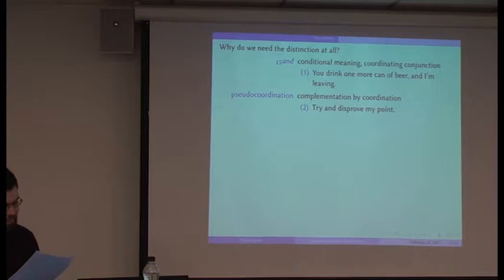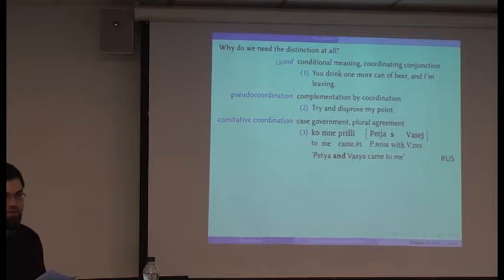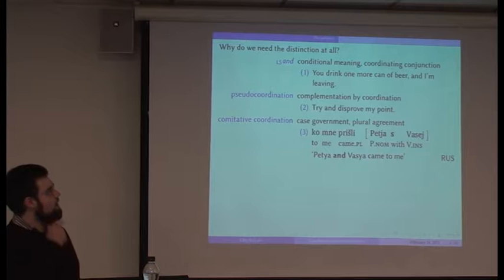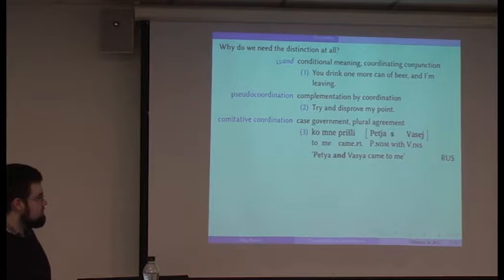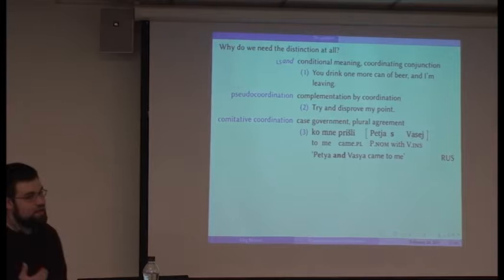A third example is so-called commutative coordination in languages like Russian and other Slavic languages and also Yiddish, where a preposition with is used in the same sense as a conjunction which links two coordinate noun phrases. So, for example, in 3 from Russian, ко мне пришли Петя с Васей means Petya and Vasya came to me.